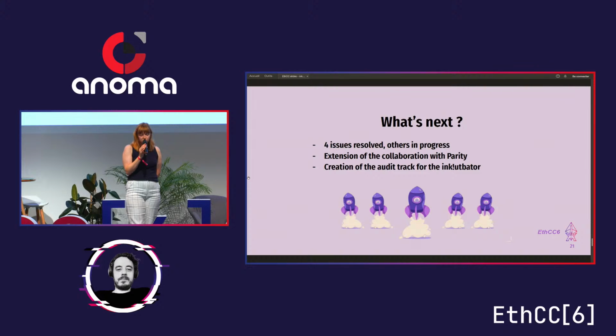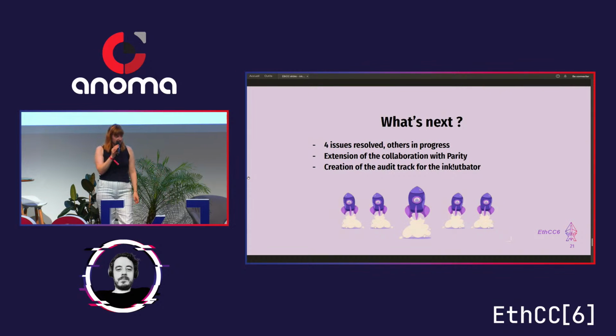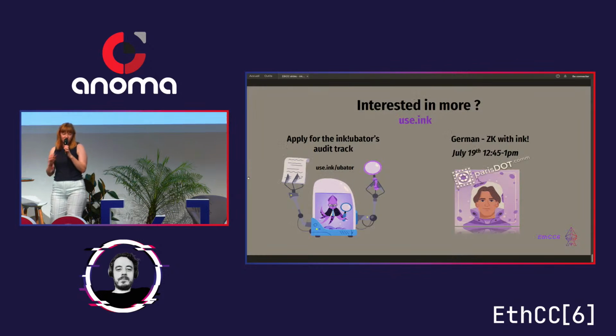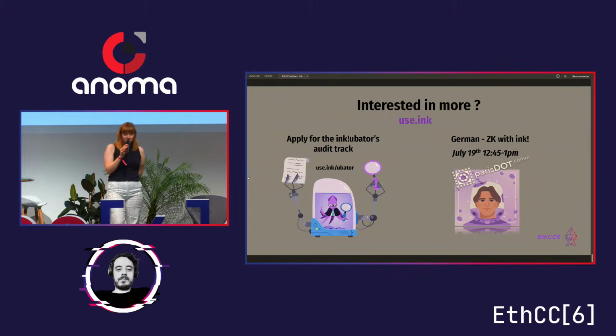So what was the outcome of this audit? Four out of 11 issues have been resolved, others are still in progress. At last, the collaboration between OpenZeppelin and Parity was extended, and it will be about parachain and runtime templates that will be created with OpenZeppelin. And also, there is an incubator, and you can apply for the audit track.